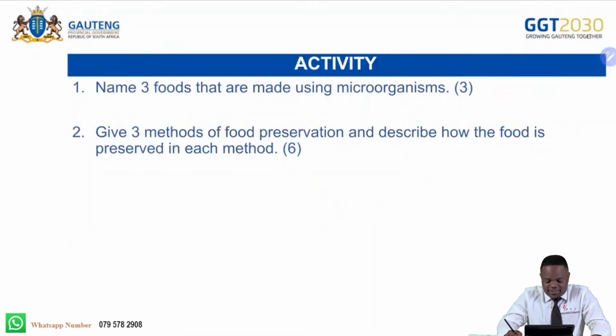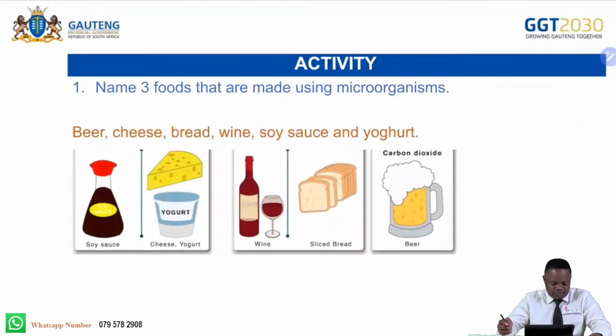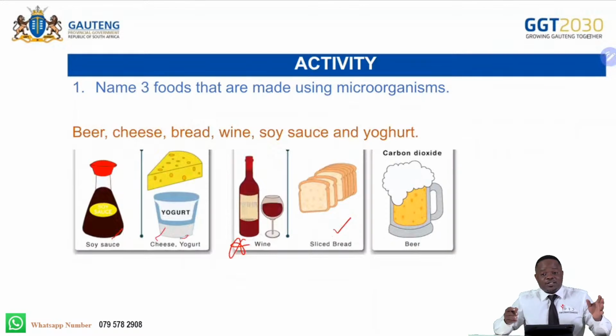Welcome back. So let us look at the questions. Name 3 foods that are made using microorganisms. Remember, there is a number of foods which you can mention there. You can talk of yogurt, soy sauce, cheese, wine. That is not food. Right? Bread. Okay, that is also not food. But we're saying these are the kind of consumables that can be made in industry by people using the microorganisms.